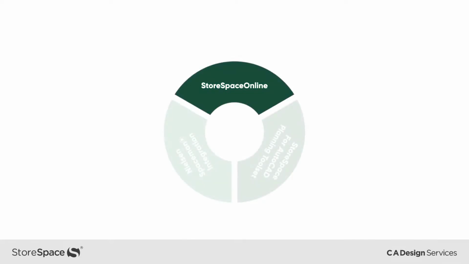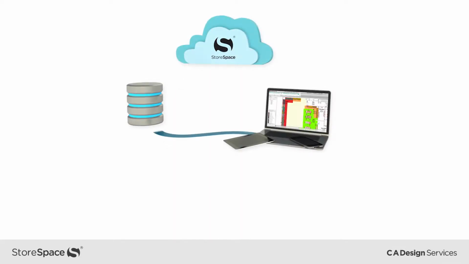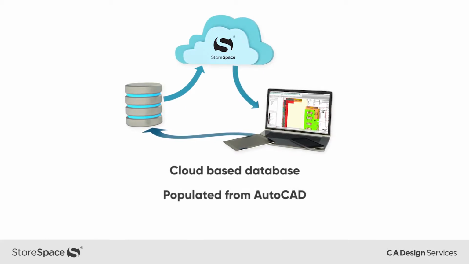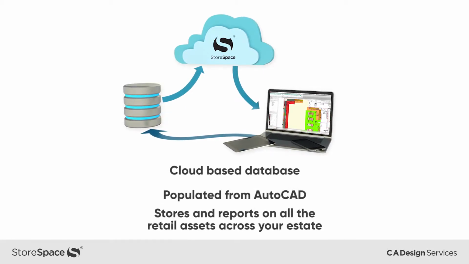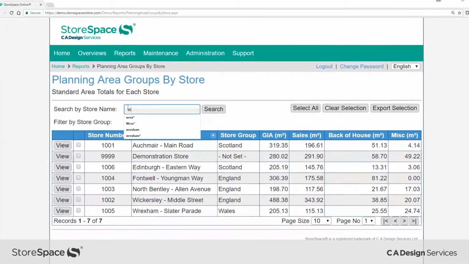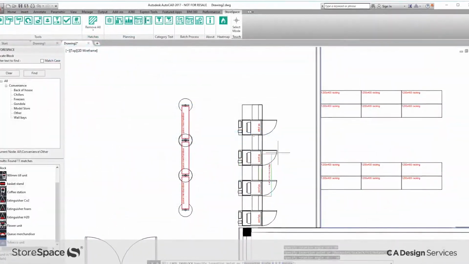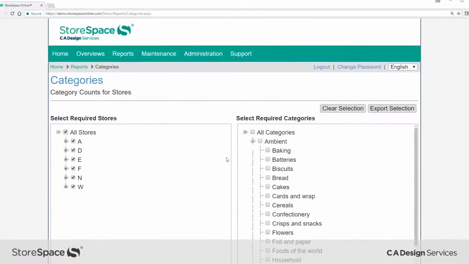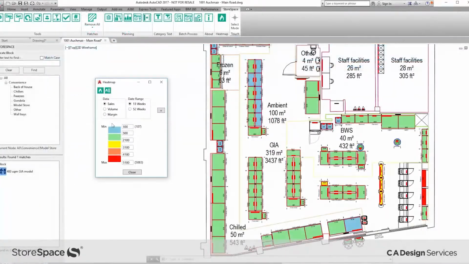StoreSpace Online. StoreSpace Online is a cloud-based database populated from AutoCAD that stores and reports on all the retail assets across your estate, including area information, fixtures and fittings, as well as category space and non-selling space within each store.